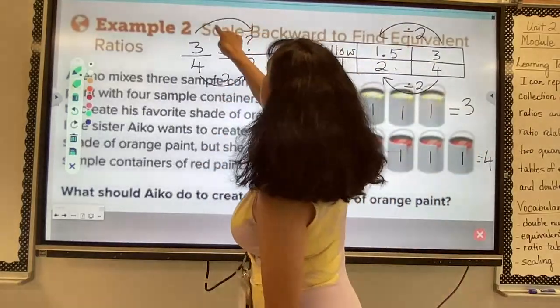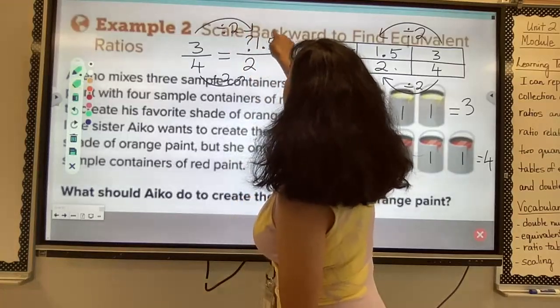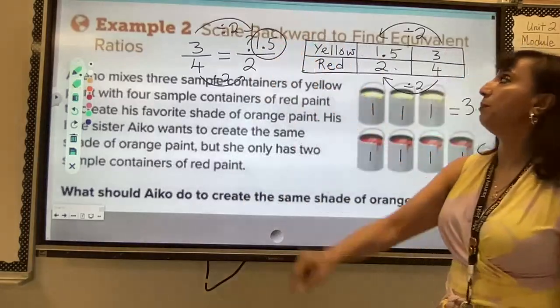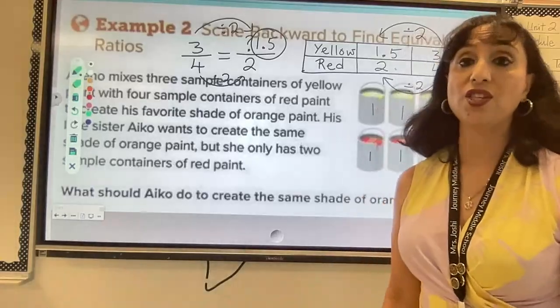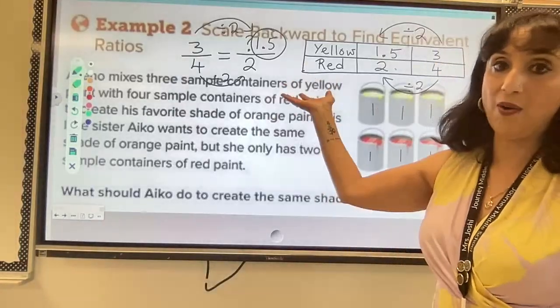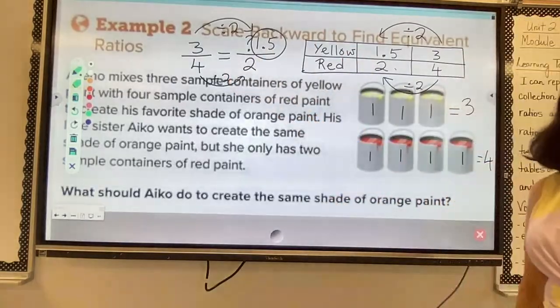So divided by 2, and I get 1 and 5/10 of the yellow paint to 2 of the red is the same ratio as 3 over 4. But that's how I can also show it. Along with the table, this is another way to show equivalent ratios.